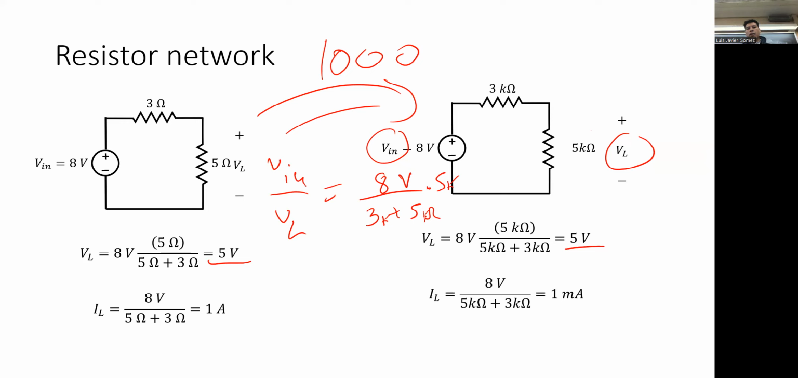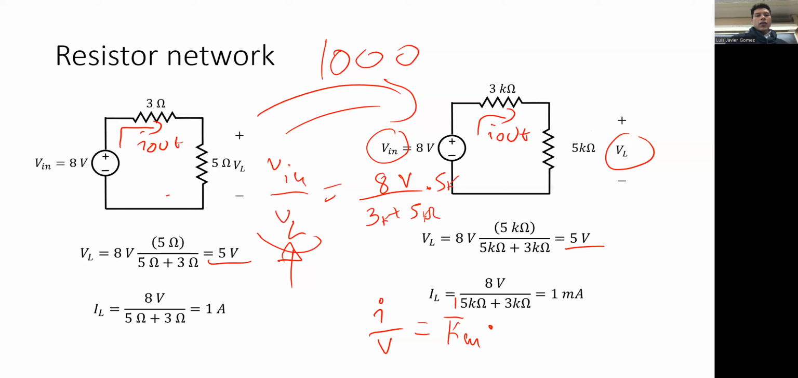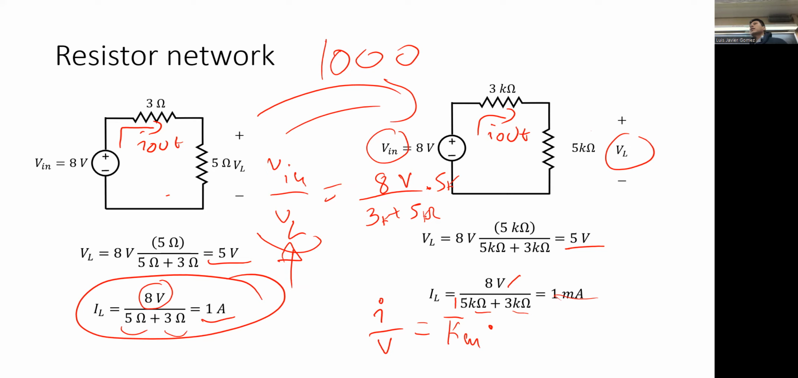Now, if I had said that the output is actually I out, then the units are actually I over V. So we would expect that the new transfer function would be 1 over Km times the original current. And as we can see here, when we look at the current going into the circuit, it's just 8 volts divided by 5 plus 3, which is just 1 amp. And then when we do this circuit, we get 8 volts divided by 5,000 plus 3,000, which is just 1 milliamp, which is basically 1 over 1,000 of what we got on this circuit. So indeed, it does work out. Is this clear? Yeah. No, maybe. Okay.